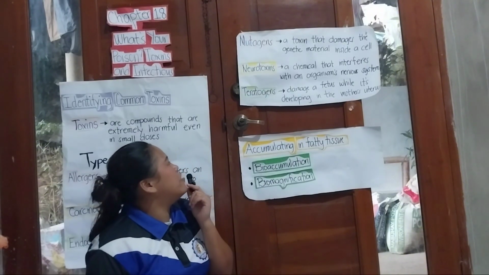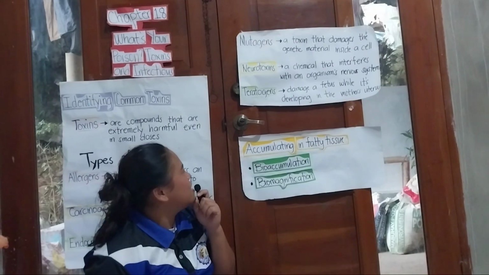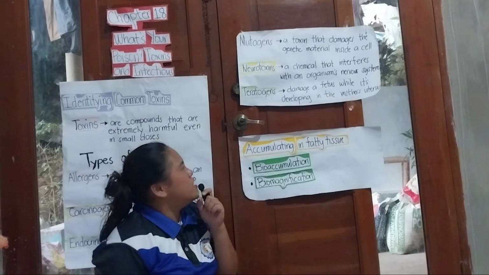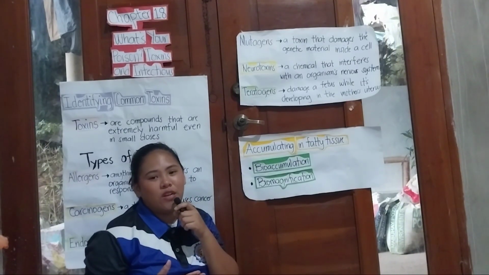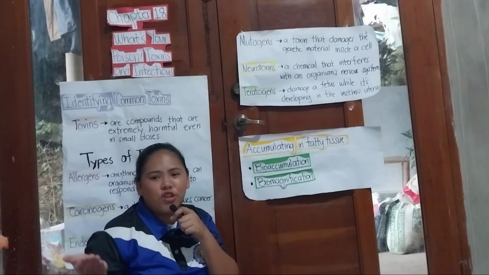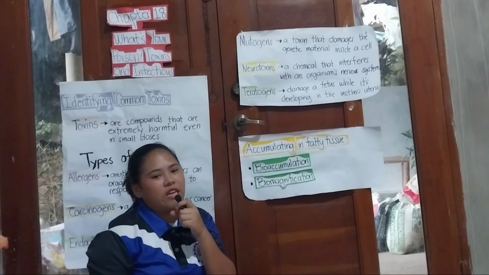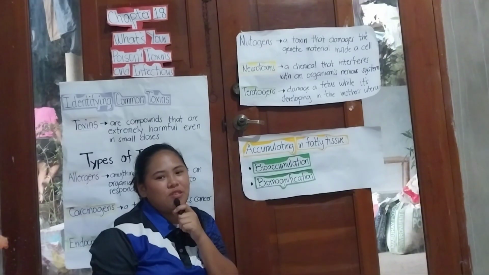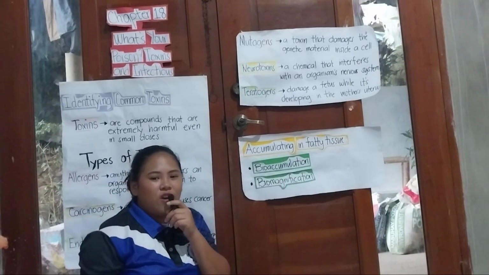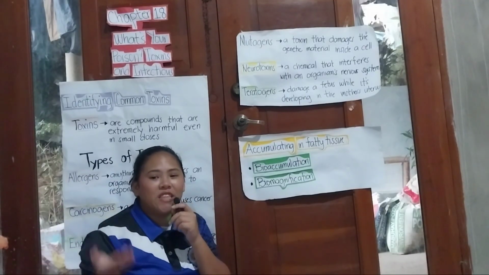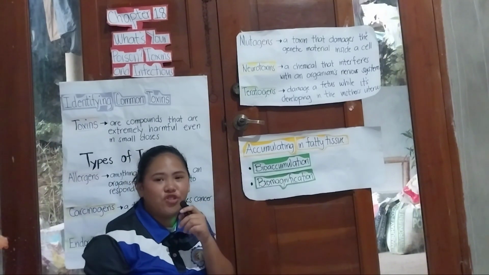Next one is we have here neurotoxins. Neurotoxins are chemicals that interfere with an organism's nervous system. So this affects our nervous system, which controls movement, thinking, and communication in the body. An example is mercury. These toxins can cause brain damage, memory loss, and paralysis, especially in children.